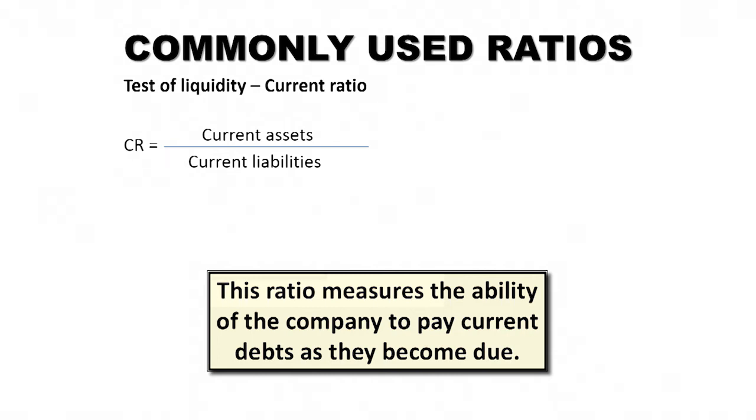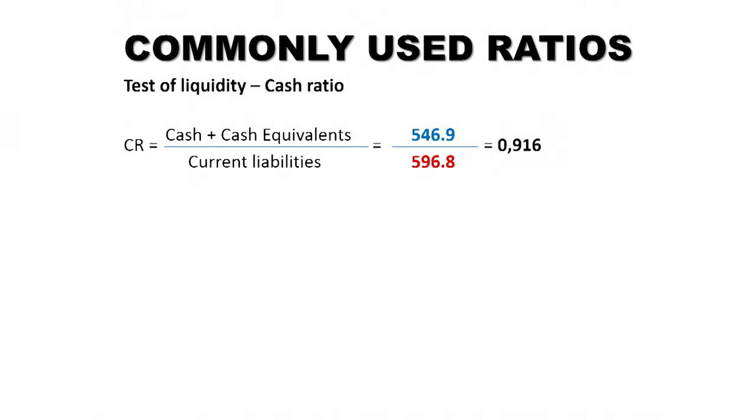Then the current ratio. The current ratio, you have probably already seen in high school. It is the ability of the company to pay the current debts as they become due. So within a year, are you able to pay back your debts? And the answer is, yes, you are. But your cash is also going up and down and up and down, and that's also here. So it's a good measure, but there are measures that are better, for example, the previous measure.